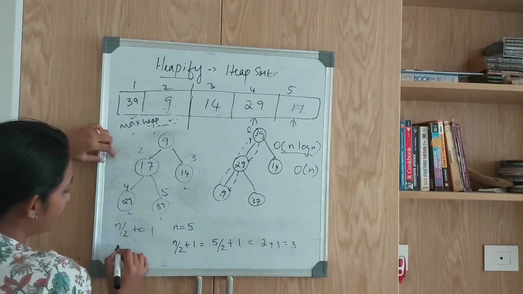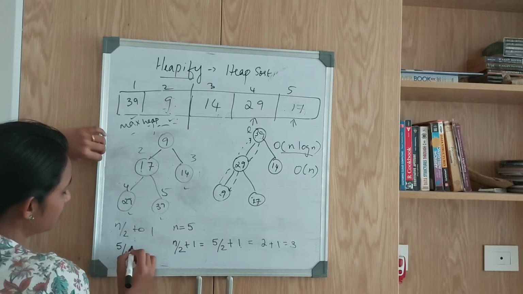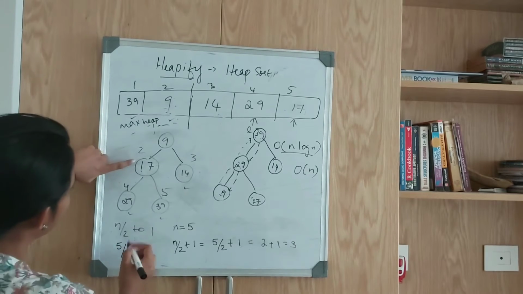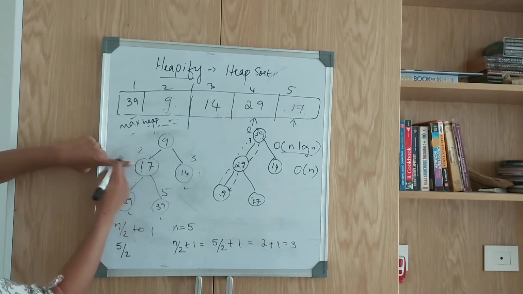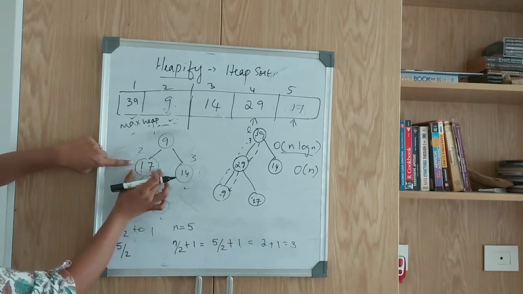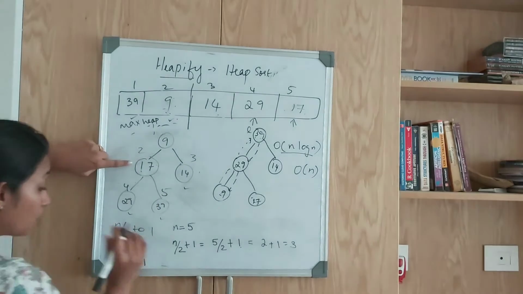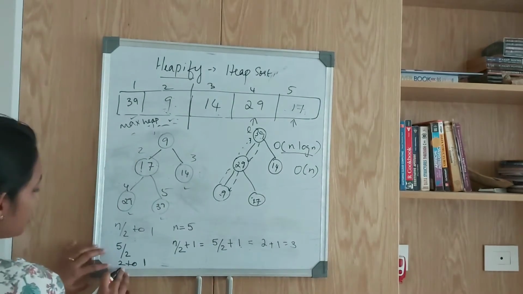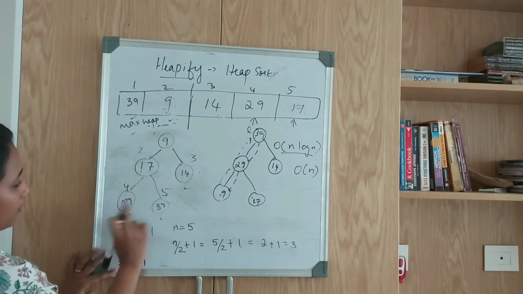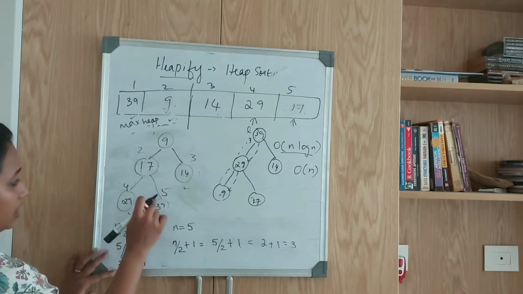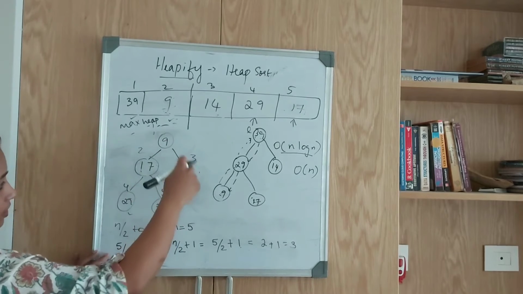5 is n, right? 5 by 2, which is equal to 2. See, 2 will give you the non-leaf index, which has a non-leaf node with larger index. So from 2 to 1 it is going to work. It is going to start from 2 and check whether left and right is greater or not. If it is greater, which one is greater? 39. So 39 will be swapped with 70.